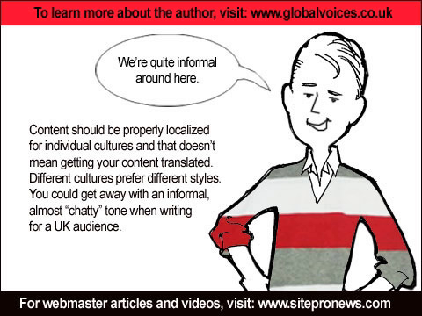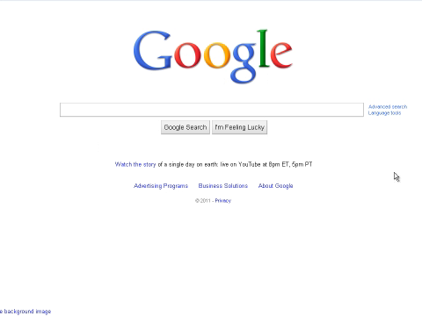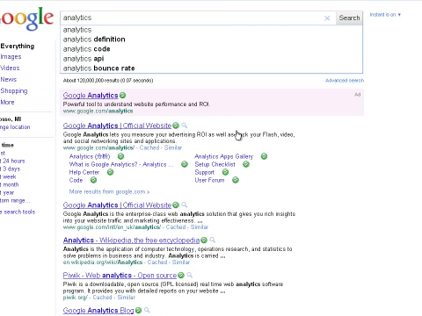You could get away with an informal, almost chatty tone when writing for a UK audience, but try this for a German audience, and visitors will more than likely be put off by your lack of professionalism, since they prefer a more corporate, to-the-point, efficient tone. You should get to know your target audiences and what their preferences are. Use analytics and statistics to evaluate your landing pages and content.